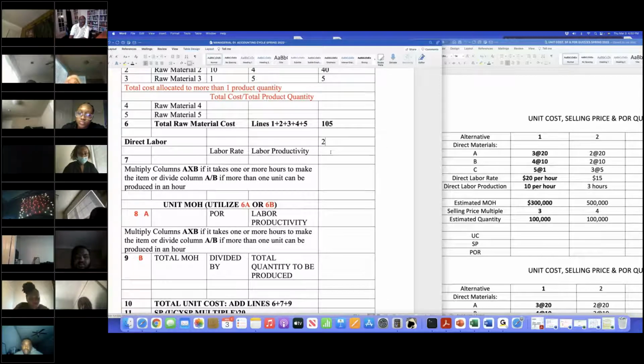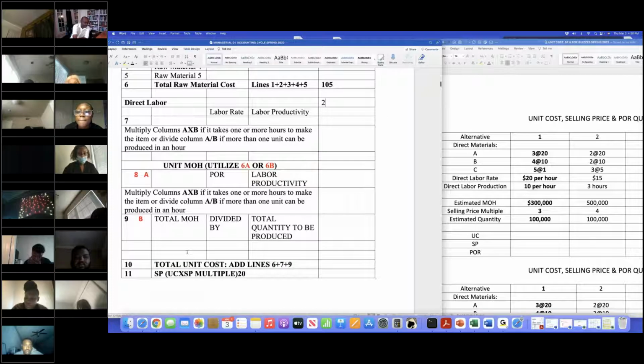Manufacturing overhead. We're going to use our simple method. And in our simple method, we do what? Divide. Get the overhead. Divide 300,000 by 100,000. Okay, well, if I got the total cost wrong for the raw materials, that's just going to throw the whole problem off wrong.